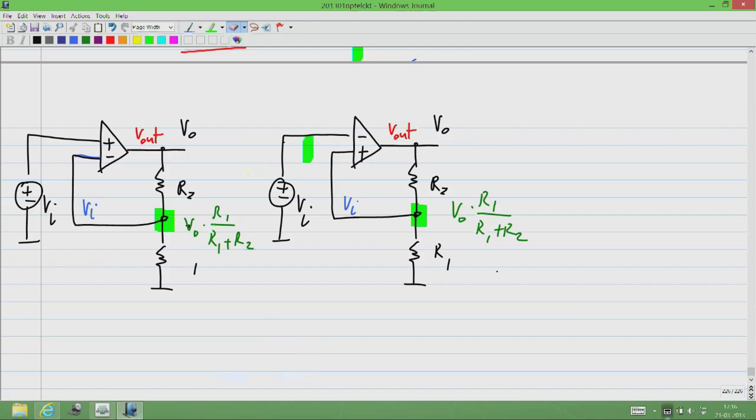Whether I use the circuit on the left side or the circuit on the right side, I get the same relationship. I get VI equals V naught times R1 by R1 plus R2, or V naught equals VI times R1 plus R2 by R1. So, if I blindly apply the virtual short concept, that's what I will get. But this circuit is very different from this, and in fact, it will not work at all. So, this circuit will not work.